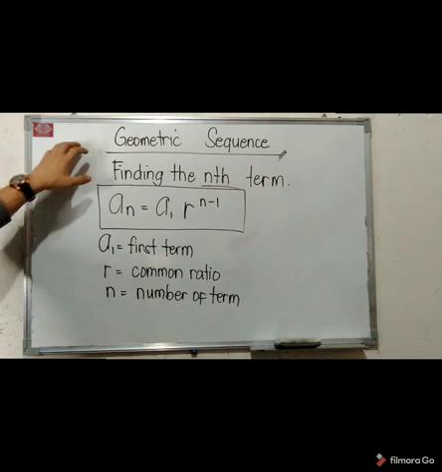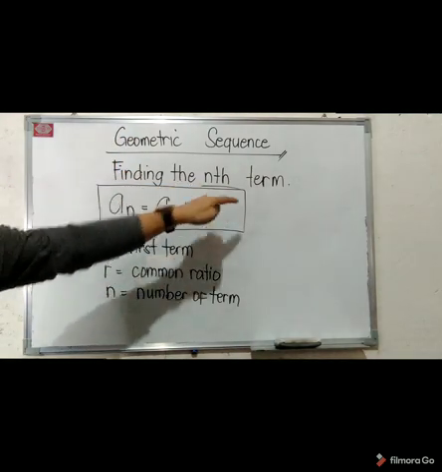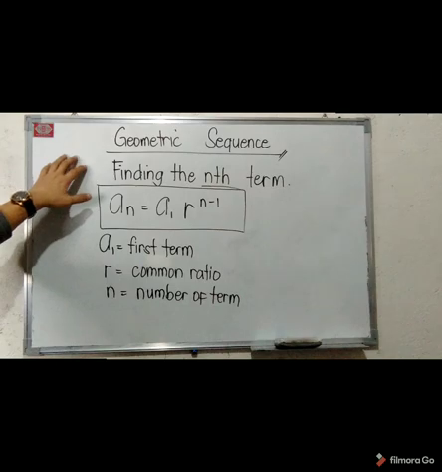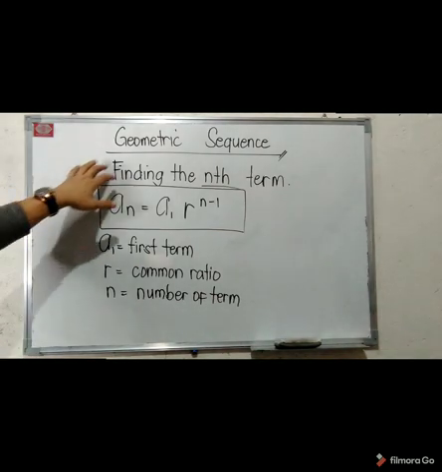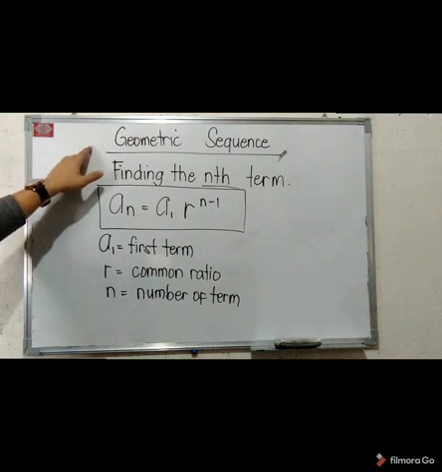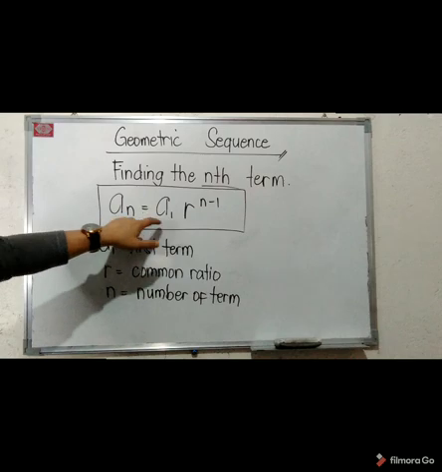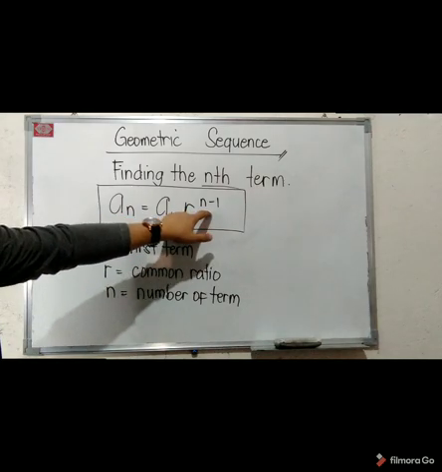Now, let us proceed with geometric sequence, finding the nth term. Kung kanina, finding the nth term of arithmetic sequence, ngayon naman sa geometric sequence naman tayo. So, when we are looking for the nth term sa ating geometric sequence, we're going to use the formula a sub n equals a sub 1 times r raised to n minus 1.